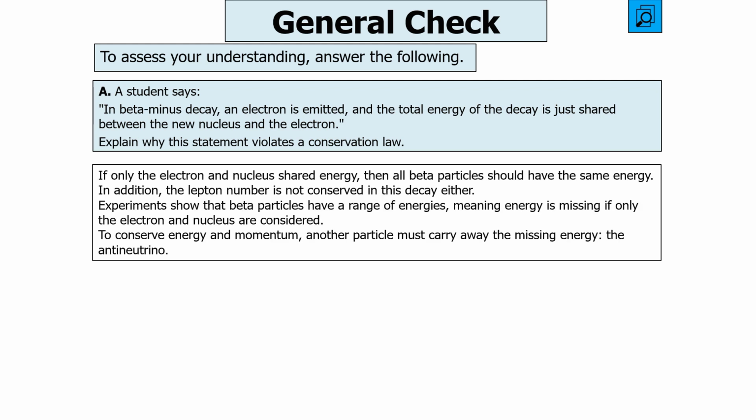Now, if only the electron and the nucleus shared energy, then all beta particles should have the same energy. In addition, the lepton number is not conserved in this decay either. Now, experiments have shown that beta particles have a range of energies, meaning that energy is missing if only the electron and the nucleus are considered. So to conserve energy and momentum, another particle must carry away the missing energy, the antineutrino.